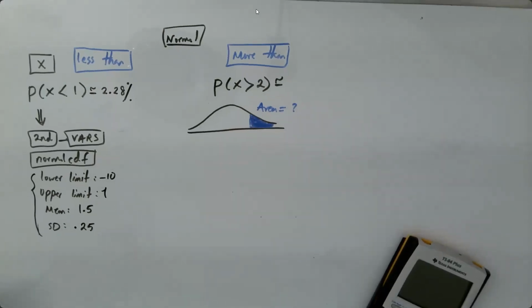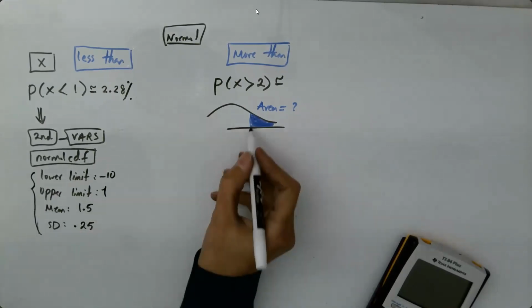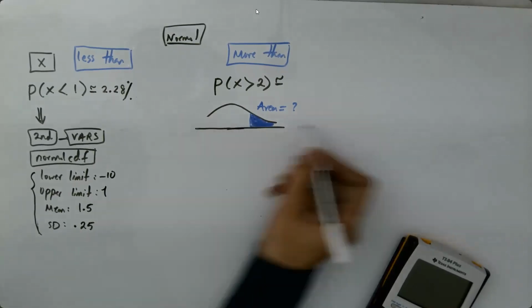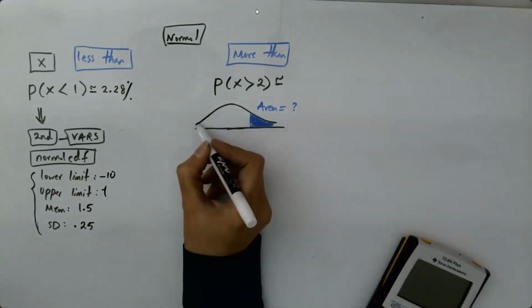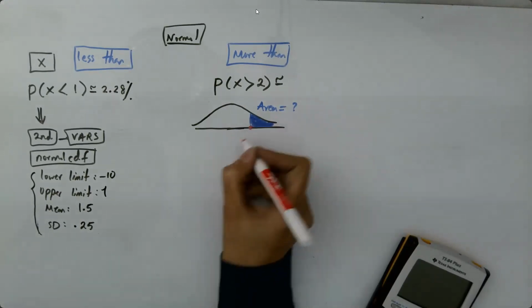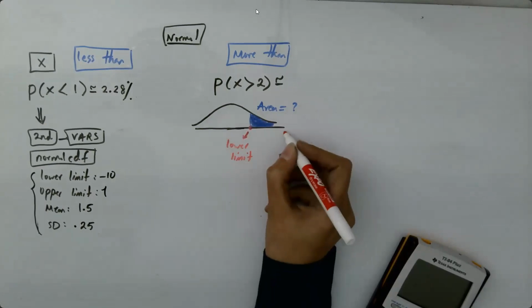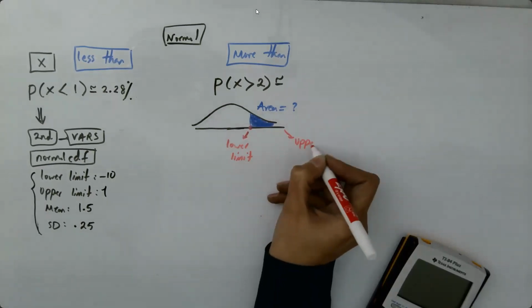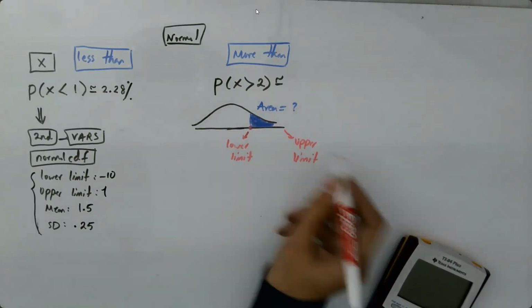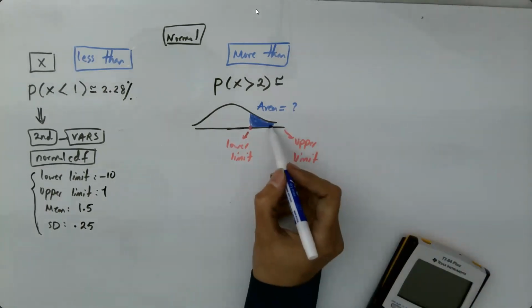So take a look at this. It means that my lower limit is going to be here, and my upper limit is far on the right-hand side. My lower limit, and this is my upper limit. Where is that? I don't know. The graph keeps going. Remember that the graph never touches this horizontal axis.